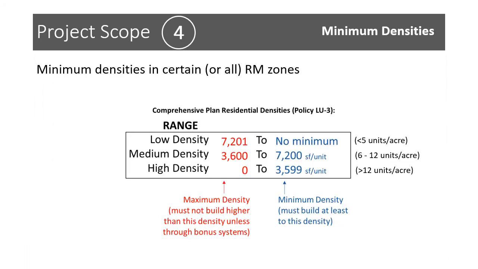The fourth item in the project scope is minimum densities. The residential multi-zoning designation is intended to primarily accommodate higher concentrations of people within the city. While the zoning table designates the maximum density, it does not currently include a minimum density or a floor. This means that development can occur at intensities much lower than the intent of the zone. Our current regulations may result in residential multi-zones that don't include multifamily and small-scale housing forms as intended.